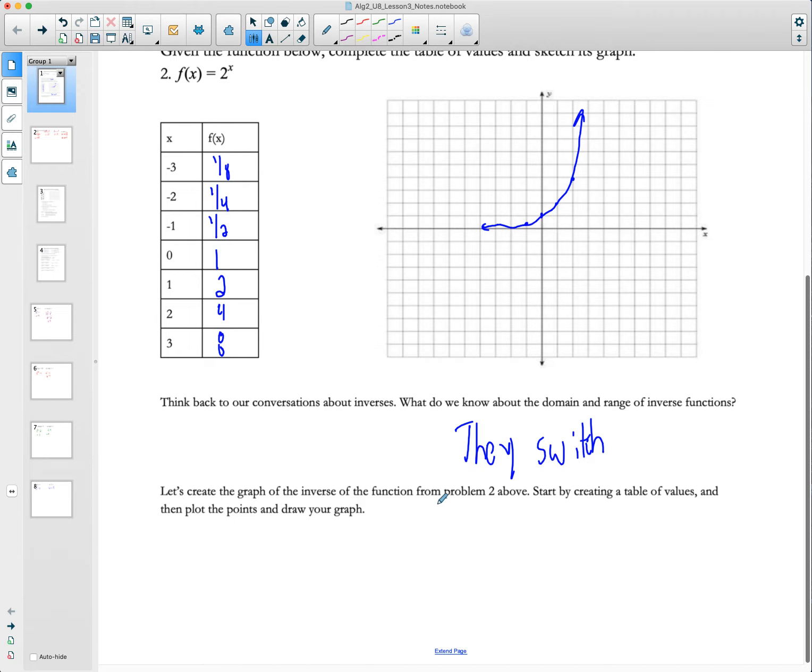So now what we're going to do is, because we know the domain and the range switch, we're just going to take this domain and range and switch them, and we're going to create the picture of our inverse first, and then we'll talk about some properties and some other things that are associated with that. So I'm going to flip right over to the next page of notes.